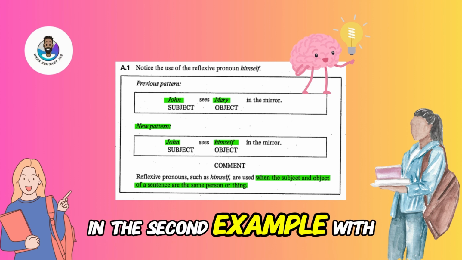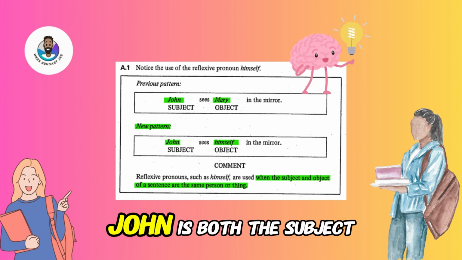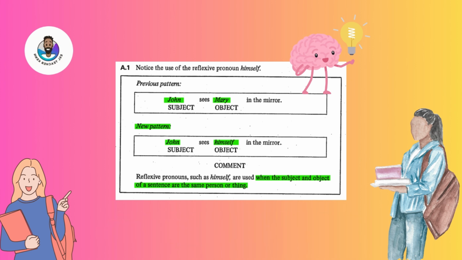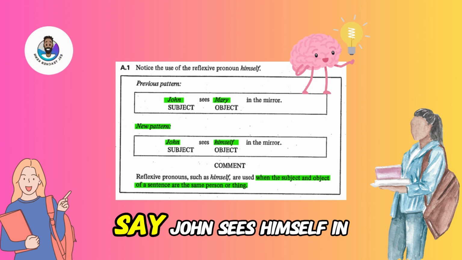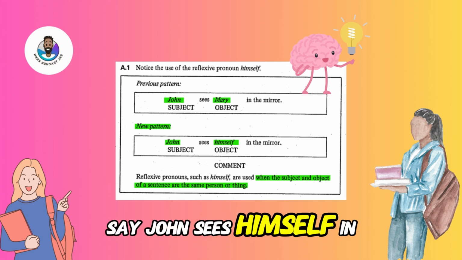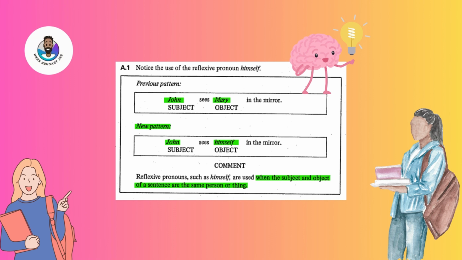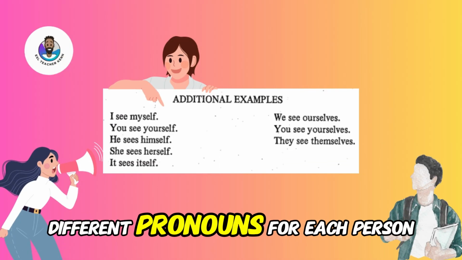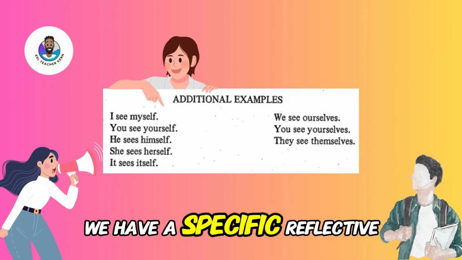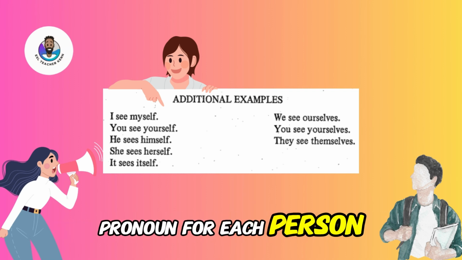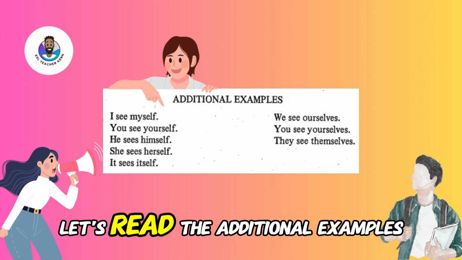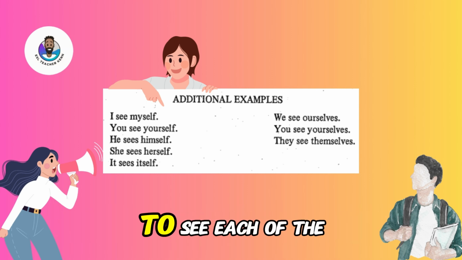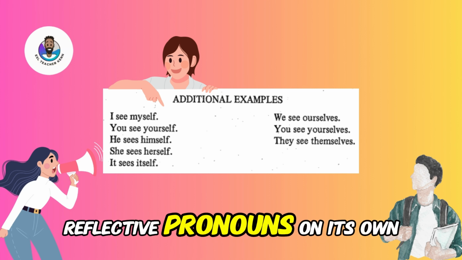In the second example, with the new pattern, John is both the subject and the object, and that is why we say, John sees himself in the mirror. And just as we have different pronouns for each person, we have a specific reflexive pronoun for each person. Let's read the additional examples under box A1 to see each of the reflexive pronouns on its own.